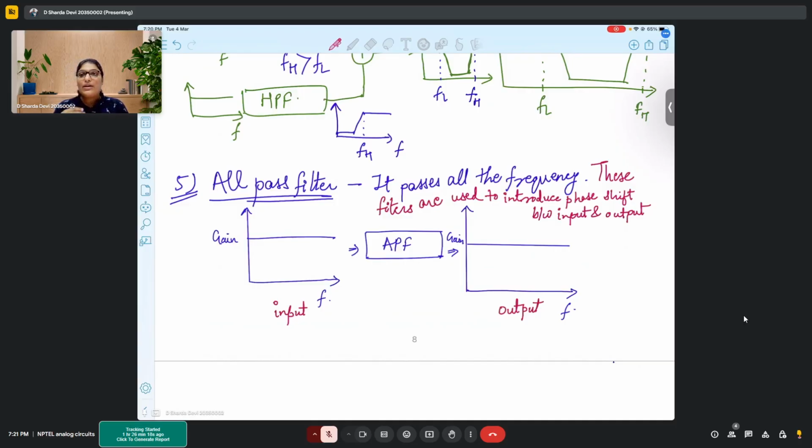And if we talk from the real-time or real-life perspective, introducing phase difference or phase shift basically means introducing delay in the time domain. So if you want to delay a signal by a certain amount, what you would do is use an all pass filter. So introduce a delay.